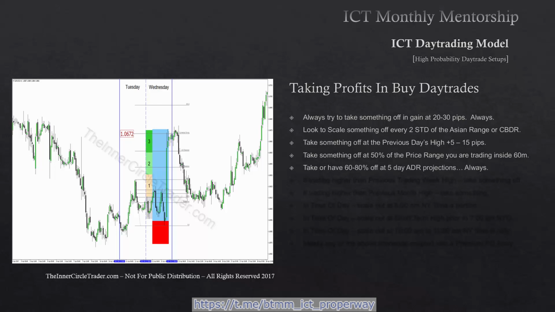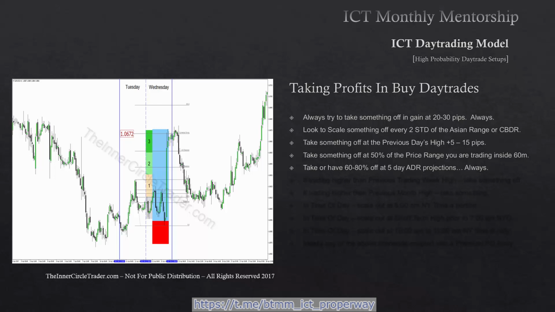Take or have had taken 60 to 80% off at 5-day average daily range projections. Always do this. So in other words, if you've not taken off anything except for the first 20, 30 pips, you didn't do anything for 2 standard deviations of the Asian range or central bank dealers range, because maybe it didn't do that. Maybe it hasn't fulfilled that. Maybe you haven't done anything with a previous day's high, it hasn't traded there yet. And maybe you haven't seen a 50% range in the last 60 minutes of price action.